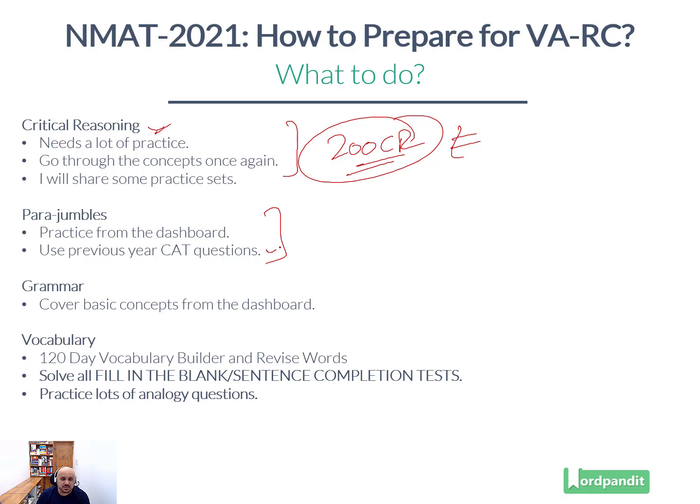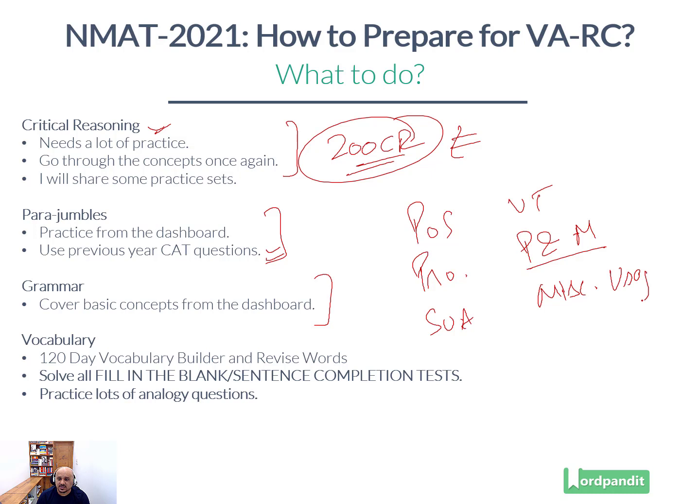Parajumbles, practice from the dashboard, or use previous year CAT questions. That's something that you've got to do. Grammar, we've covered all grammar topics in the course dashboard. You do that. Otherwise, if you're not part of the course, you cover topics such as parts of speech, pronouns, subject verb agreement, verb tense errors, parallel structure and modifiers, and general miscellaneous grammar usage errors, right? So these are the topics that you've got to cover.